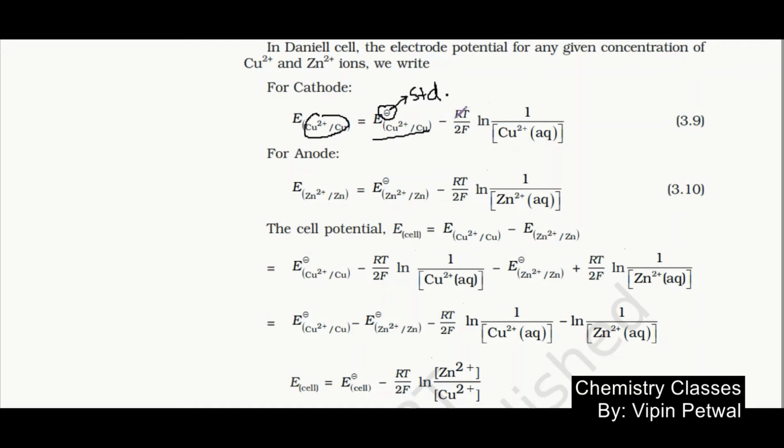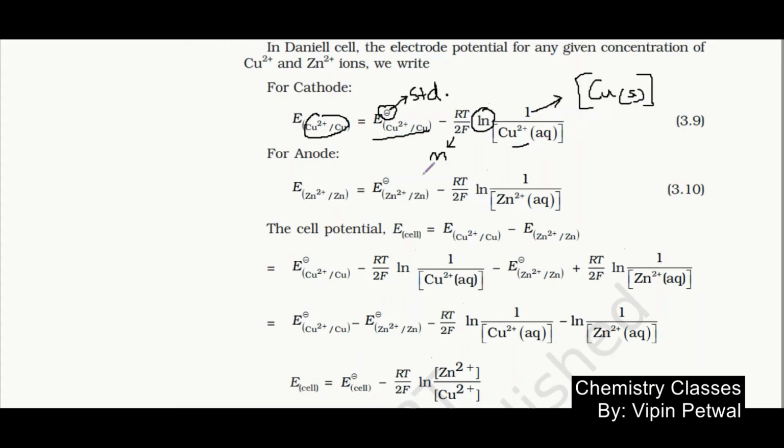Okay, minus RT. What is this 2? This 2 is n, the number of electrons. ln is natural log 1. 1 is for the Cu solid concentration. And always remember, for pure solid and pure liquid, the concentration is always taken as unity because there is no change in concentration. Okay, so it can be written as 1, and here the concentration of cupric ion in aqueous solution.